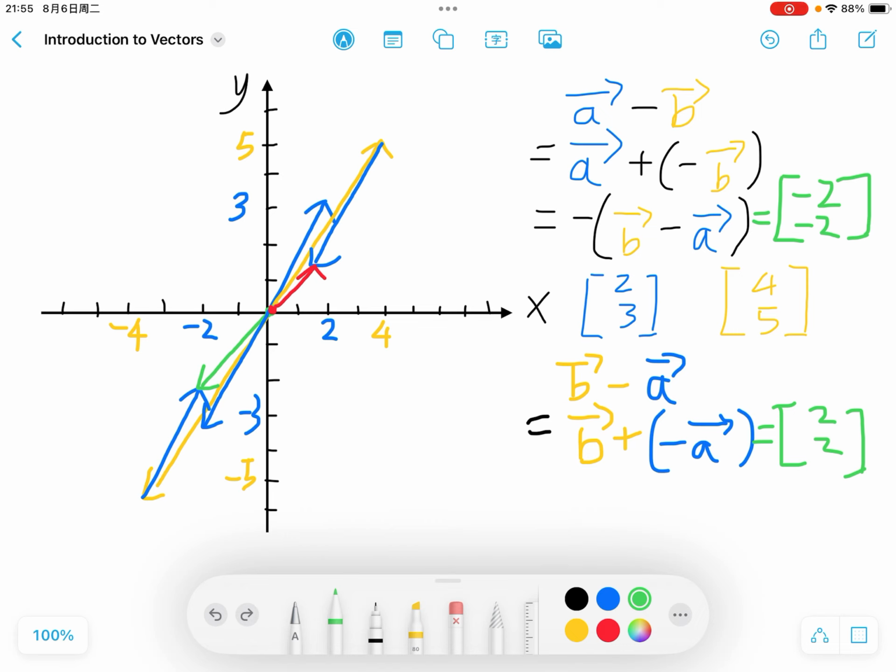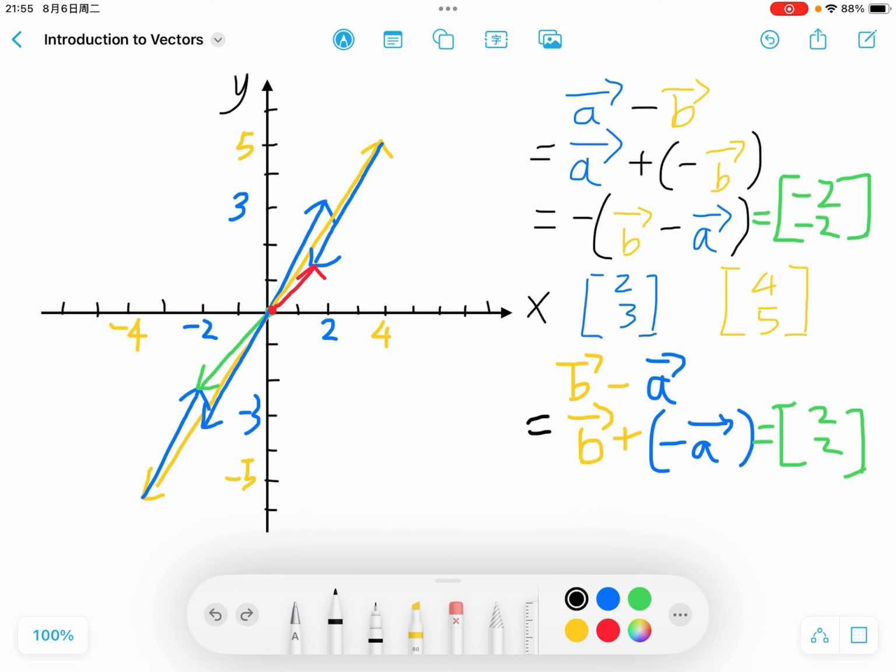Now this is not just a simple proof of why the green vector is an opposite of the red vector, because we can just simply prove that mathematically, as I have done at the start of this lesson. However, the most important part is that this example tells us how to subtract vectors.